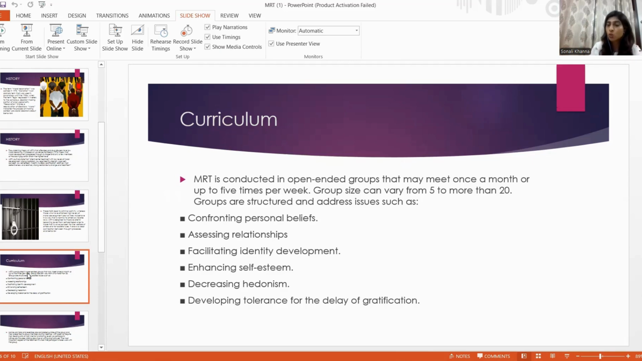Now, when we make these groups, we include people who are there to deliver some message, or who have recovered themselves somehow, who are on the path of recovery, and people who are there to change. So a group is a mix and match of everybody.